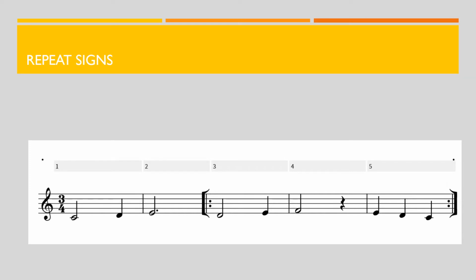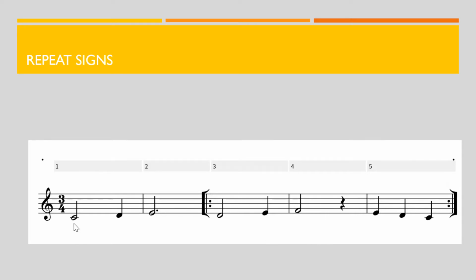Here we see an example where there is a repeat sign at the end of the line, and there is its mirror image here. In this scenario, you start at the beginning and you go until you see this repeat sign. Then you go back to measure 3, where this mirror image is, and you repeat the music that falls between the repeat signs.